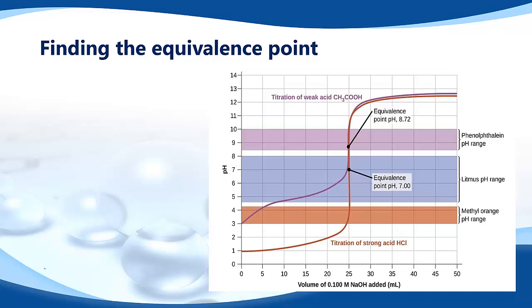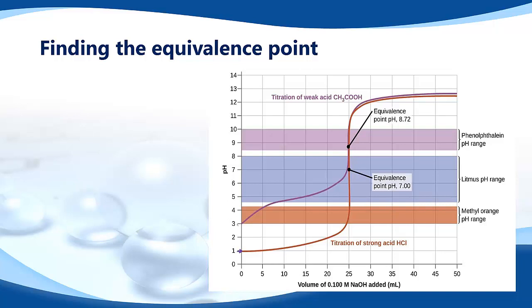Now, a couple of things I want you to pay attention to with this graph. The first thing is the starting pHs. There are actually two titrations on this same graph to show you the difference. The lower one, the orange one, is hydrochloric acid. So this is a strong acid. Notice the strong acid starts with a very low pH of about 1.